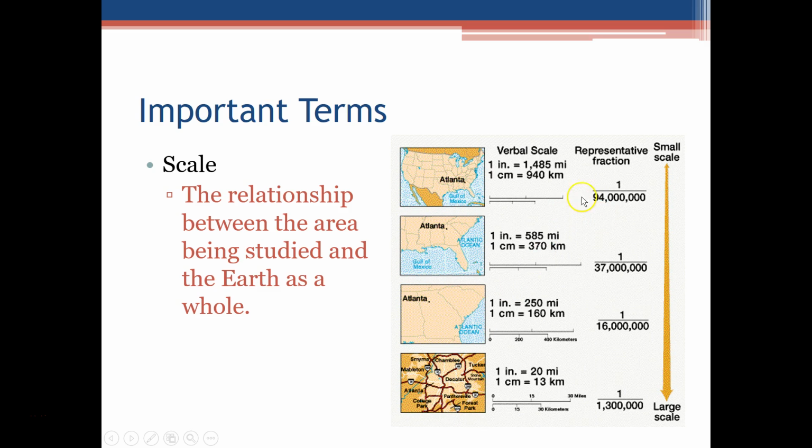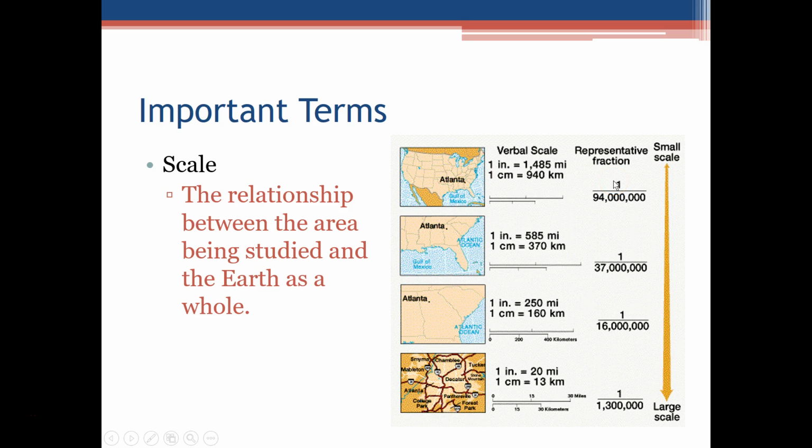Okay. So these are different scales though. The one on the top is small scale. See how the whole chart lines up? The bottom is large scale. Now that's kind of opposite of what your brain thinks. The large and the small scale actually comes from the fraction right here.